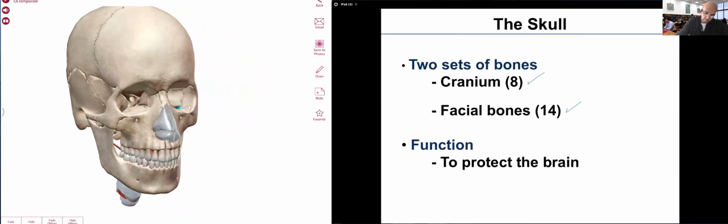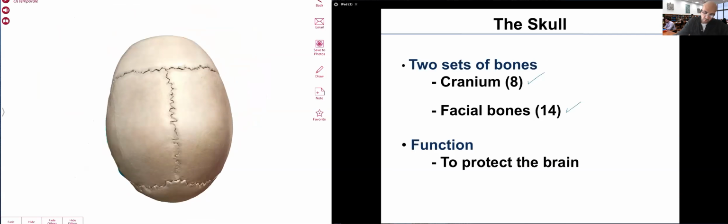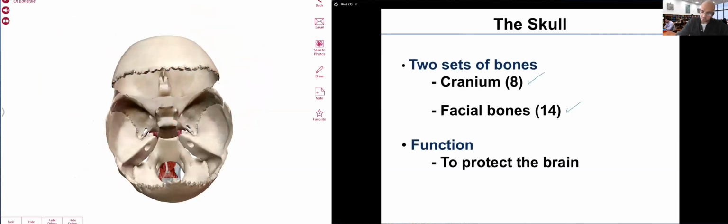Other cranial bones that we can see best from inside of the skull. First, we've seen this butterfly-shaped bone. This is my sphenoid bone. And remember, the sphenoid has two lesser wings, two greater wings, and this cavity. This is my sella turcica. So lesser wing, greater wing, and this is going to be my sella turcica.